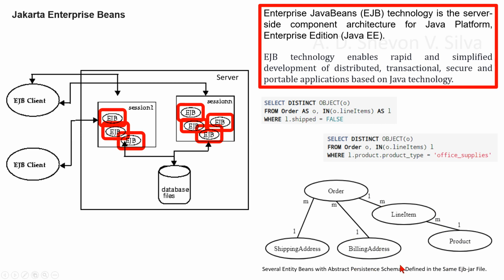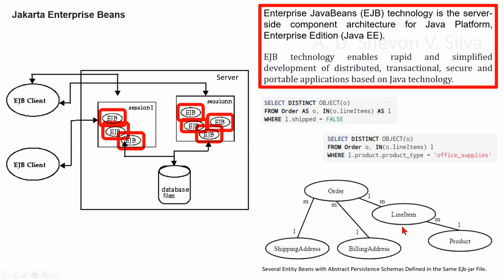Only two of the entity beans, order EJB and product EJB, have remote interfaces and remote home interfaces. The entity beans shipping address and billing address each have one to many relationships with order. There is also a one to many relationship between order and line item.